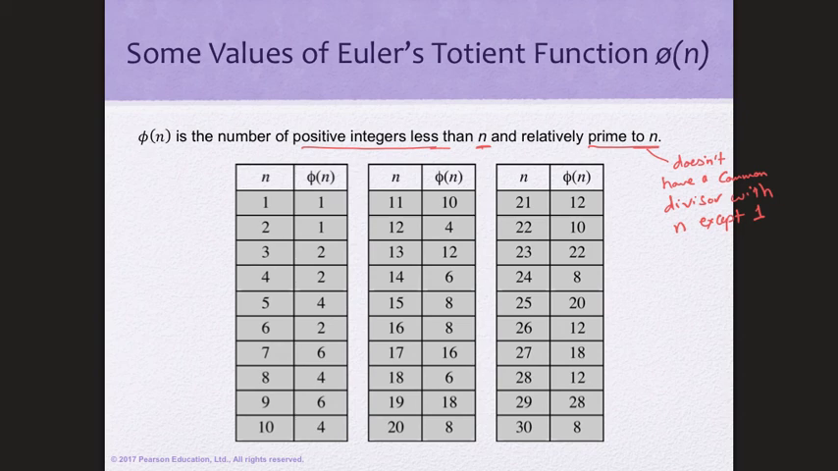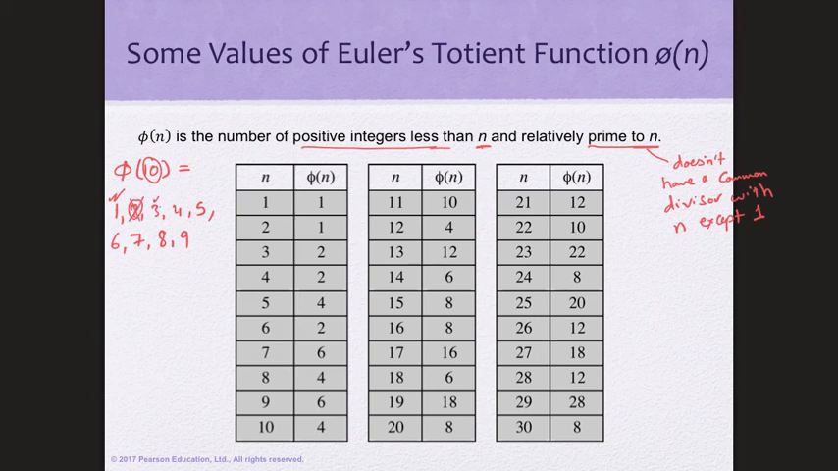So for example, if I try to find phi of 10, this is the number of positive integers smaller than 10 that do not have any common divisors with 10. Let's list those numbers: 1, 2, 3, 4, 5, 6, 7, 8, and 9. These are the numbers smaller than 10. 1 is always included. 2 has a common factor with 10, because both of them can be divided by 2, so we cancel the 2.